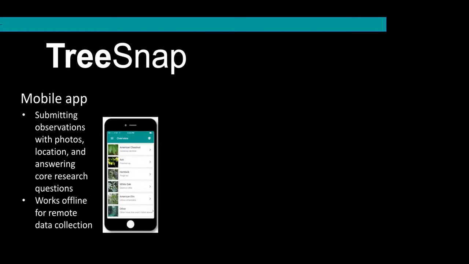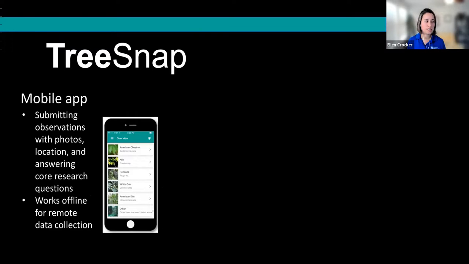So the mobile app, submitting observations, this can be photos, location, answers to questions that the researchers who are looking at the data want to know about. And this can work offline as well, which is really important because many of these trees grow in places where you may not have access to great internet. So it is a very reliable tool to collect that data away from internet and then upload it later.